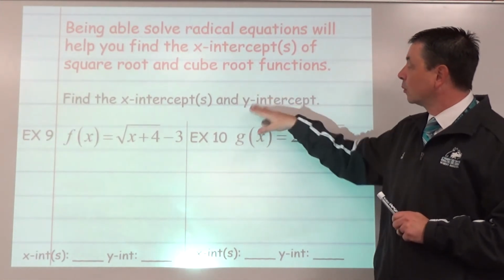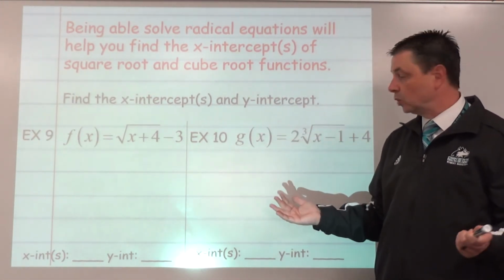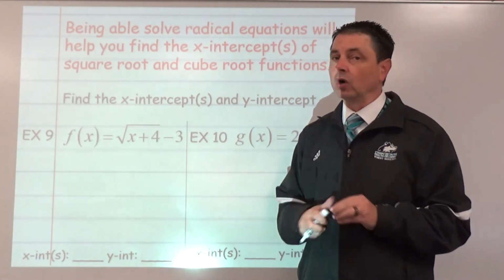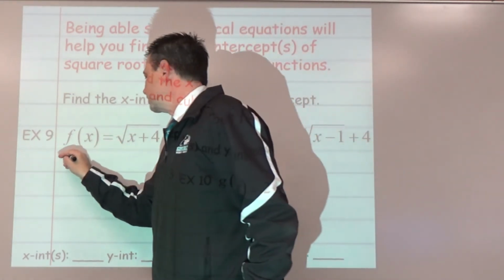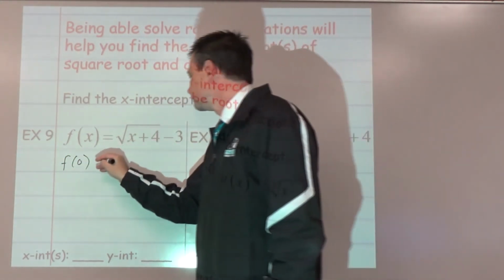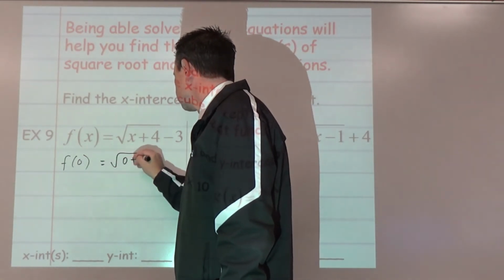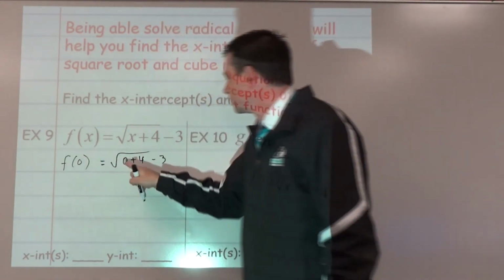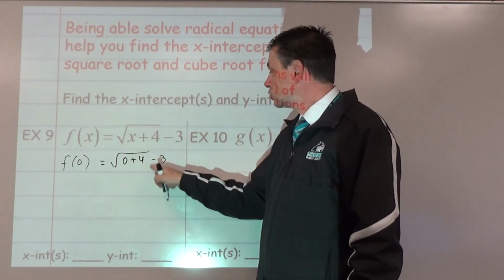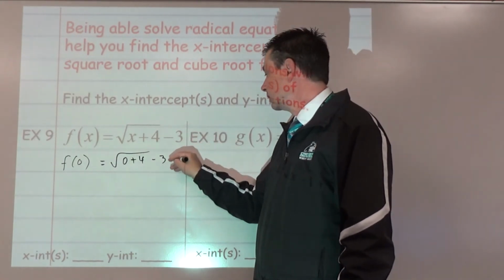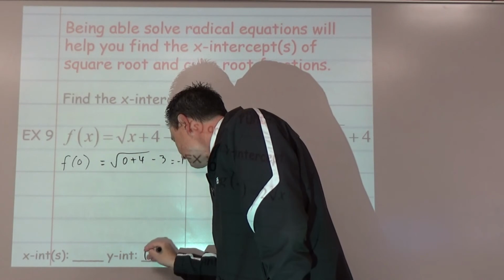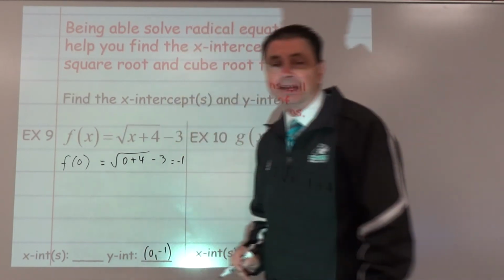All right, so the y-intercept is generally going to be the easier one, so we'll go after that one first. And that's the same for all functions. It just means replacing x with 0. So we're finding f of 0. 0 plus 4 is 4. Square root of that, you get 2. 2 minus 3 is -1. So 0, comma, -1.